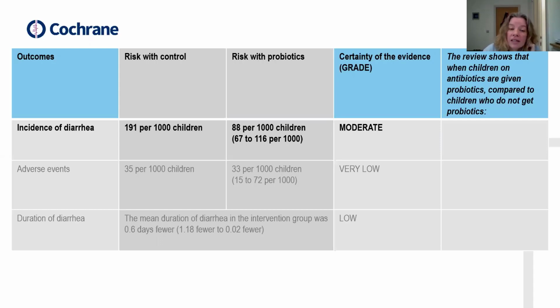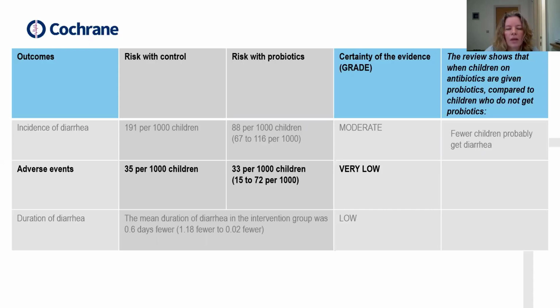And we can see that the certainty of the evidence is moderate. That means that we can make the statement that fewer children probably get diarrhea. The word probably reflects that we're not completely certain because we have moderate certainty evidence for this outcome. If we thought that was a large effect, we could say something like probiotics greatly reduce the number of children who have diarrhea.